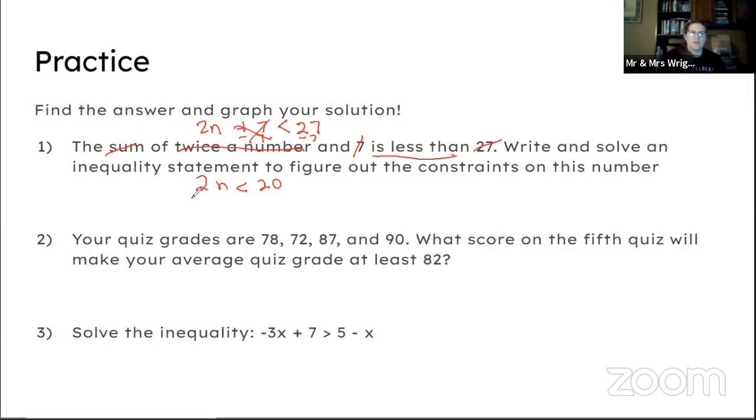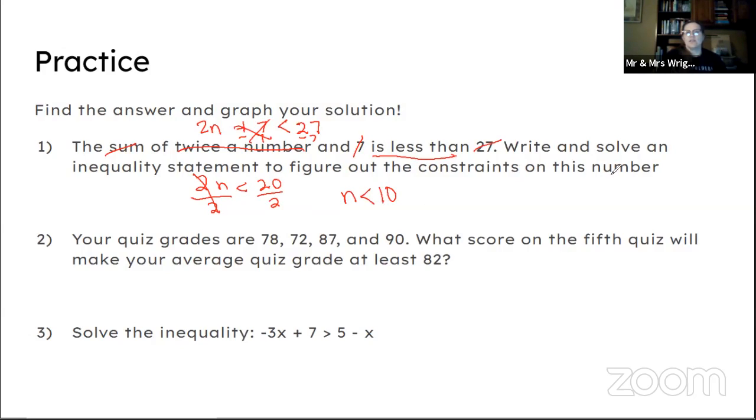Now I need to do the division and multiplication undo. Well, if I'm undoing anything with a negative, then I have to flip it. Luckily, this is positive here that I'm going to do to both sides. So I'm left here with n. I do not have to flip my inequality. It's going to stay less than. Okay, 20 divided by 2 is 10.